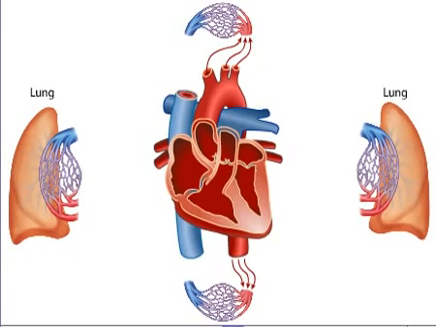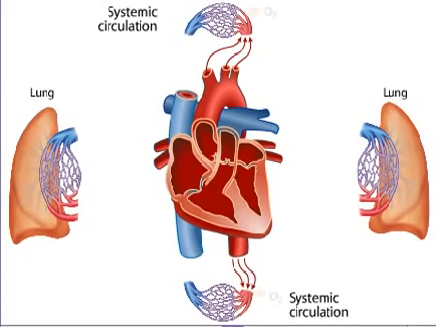The pathway of blood vessels to the body regions and organs other than the lungs is called the systemic circulation. The systemic circulation brings blood to the neck and head and to organs in the rest of the body. The systemic circulation gives up oxygen to the body tissues and receives carbon dioxide.